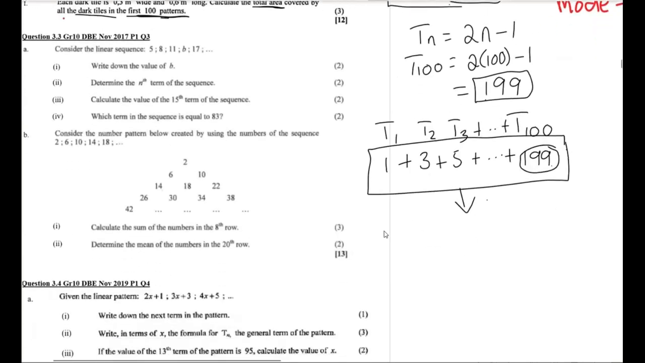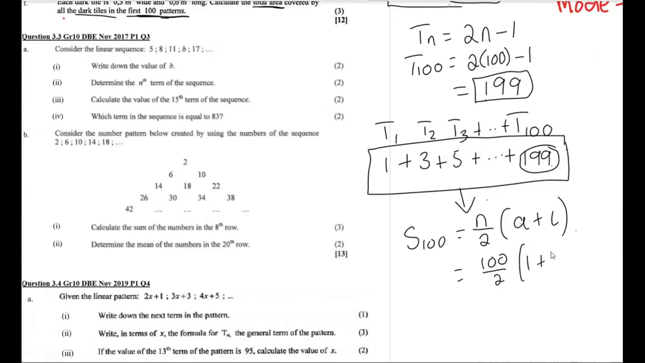The sum of these terms. There are 100 terms, isn't it? 100 of them. So this is the method that we use in grade 12, where A is your first term and L is your last term to add the sum. So this will be 100 over 2, right? Then that will be 1 plus 199. What would that give us? 200 times 50. What is 200 times 50, guys? 10,000. Right, thank you, 10,000.